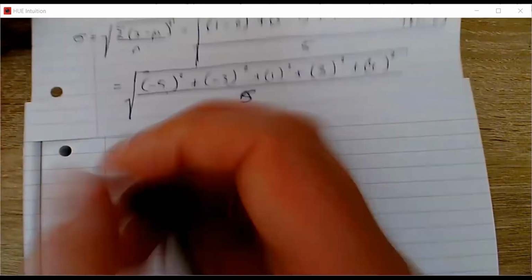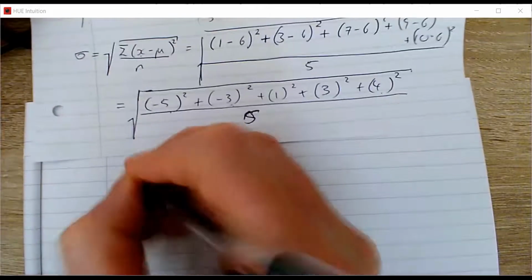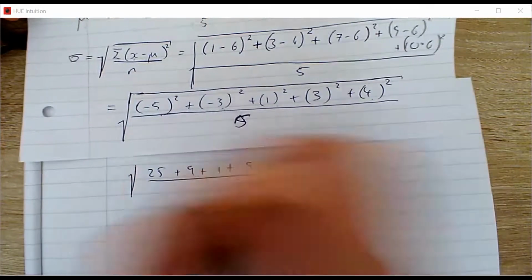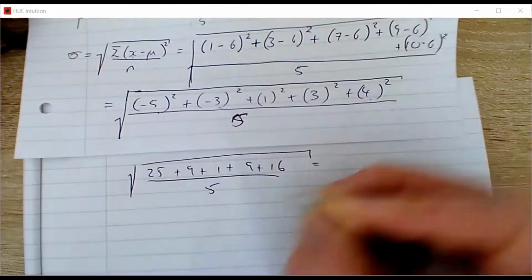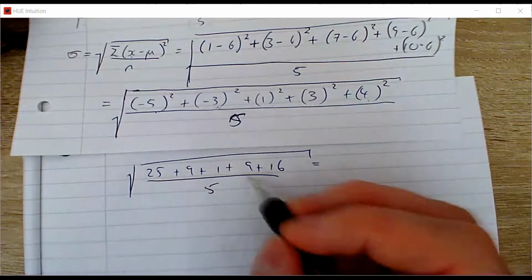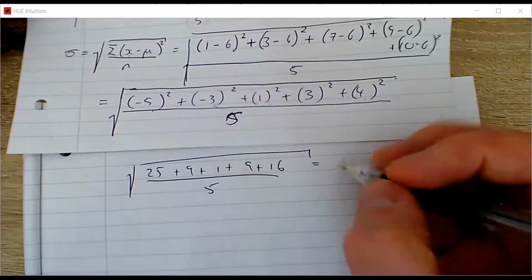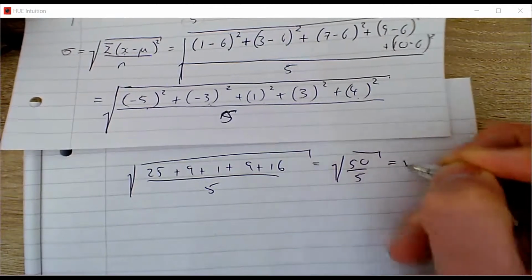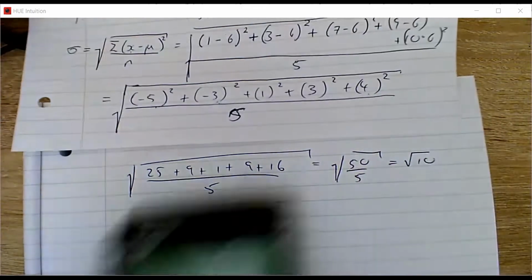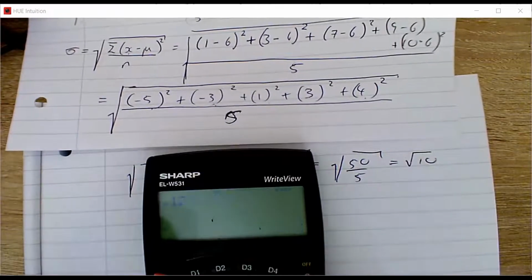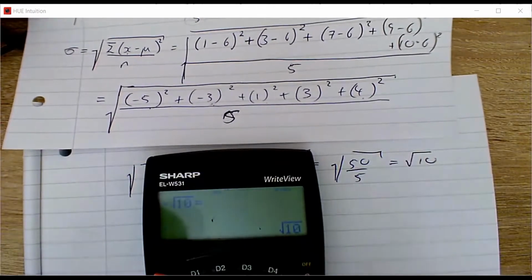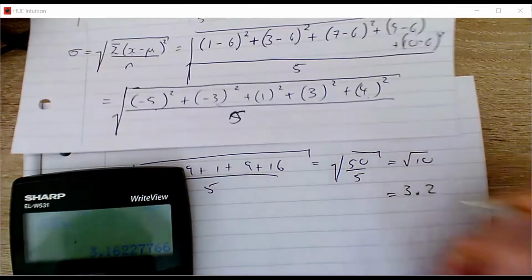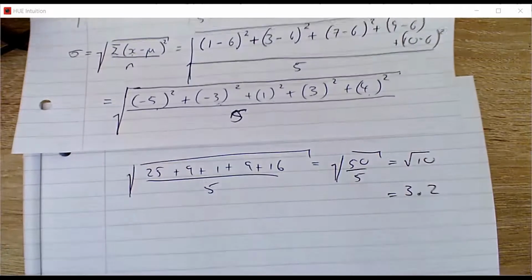So what do we get there? We're going to get the square root of 25 plus 9 plus 1 plus 9 plus 16 over 5, and that's going to be 35, and another 25 is 40, 50. Square root of 50 over 5. That's the square root of 10. So the standard deviation here for this data set is 3.1, 3.2 I suppose, if we're working to 2 decimal places, or the square root of 10.